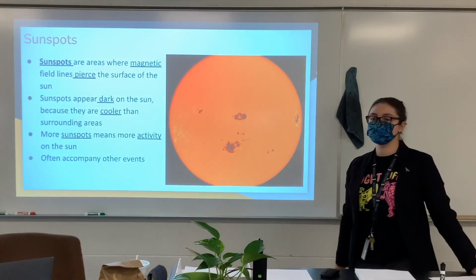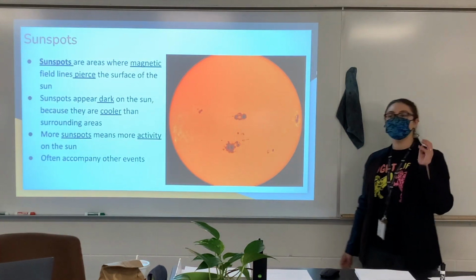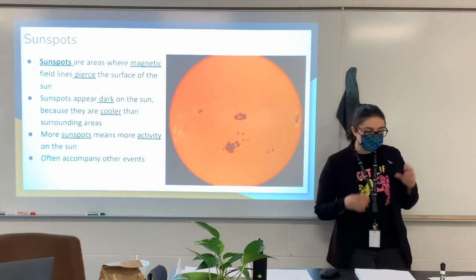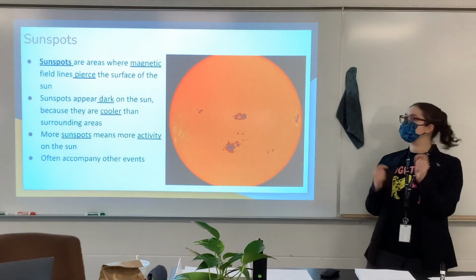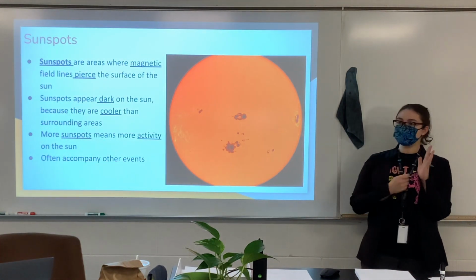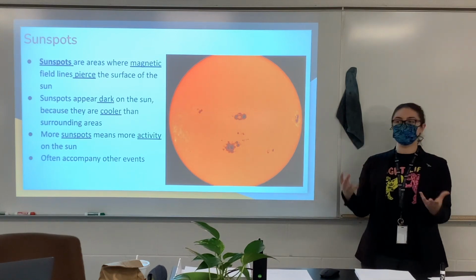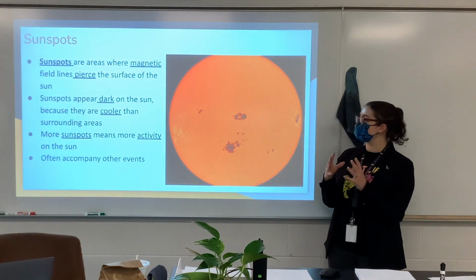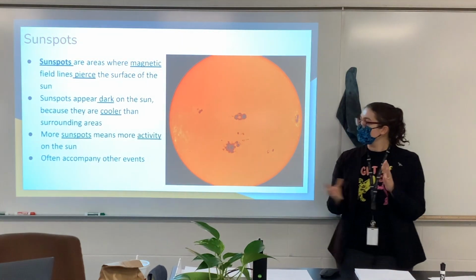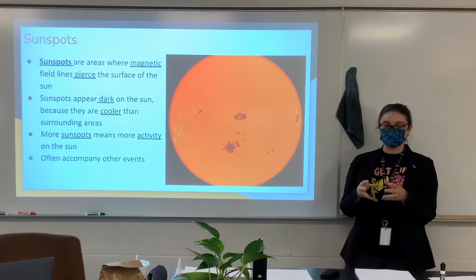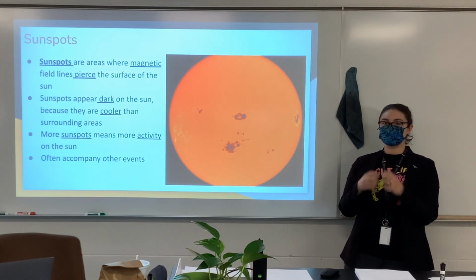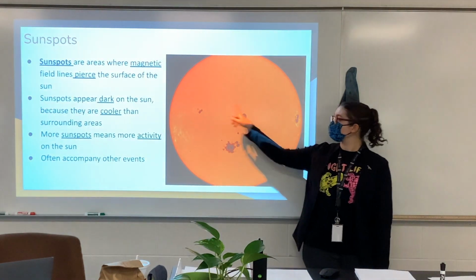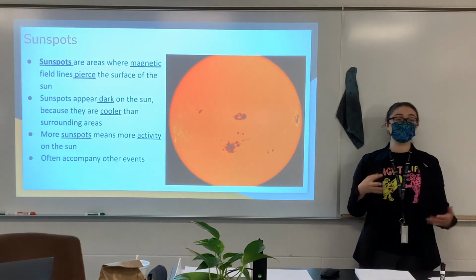All right, so let's talk about some types of solar activity. The most common type of solar activity that you'll hear people talk about are sunspots. Sunspots are areas where the sun's magnetic field lines pierce or poke holes in the photosphere, the surface of the sun. So there are little holes that open up in the photosphere. Sunspots appear dark on the surface of the sun because they're slightly cooler than the areas that surround them. And so all the little dark spots that you see in this image here, those are sunspots.